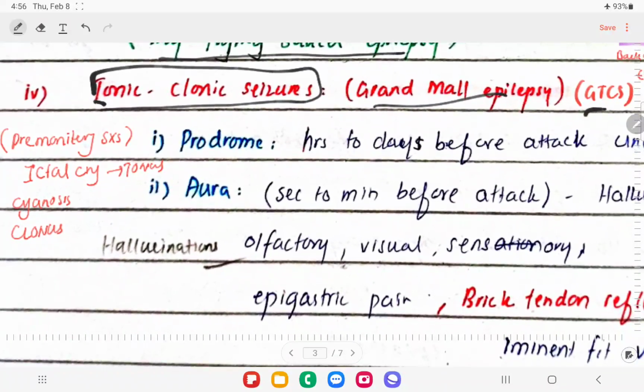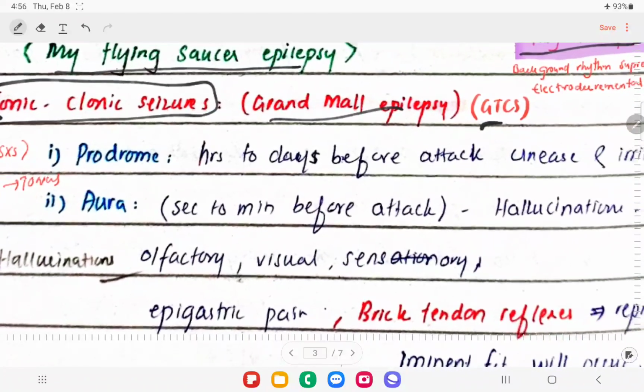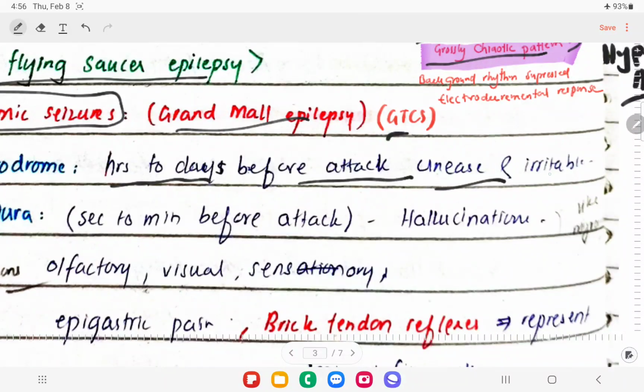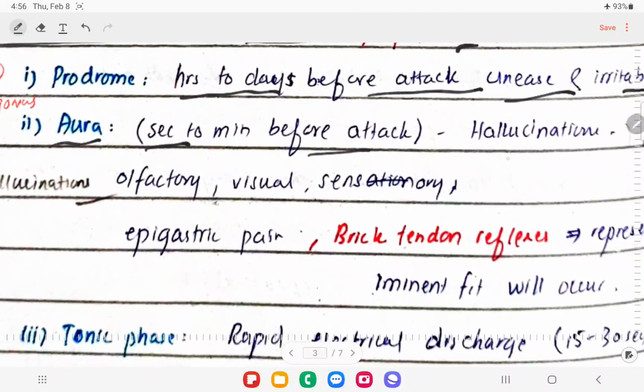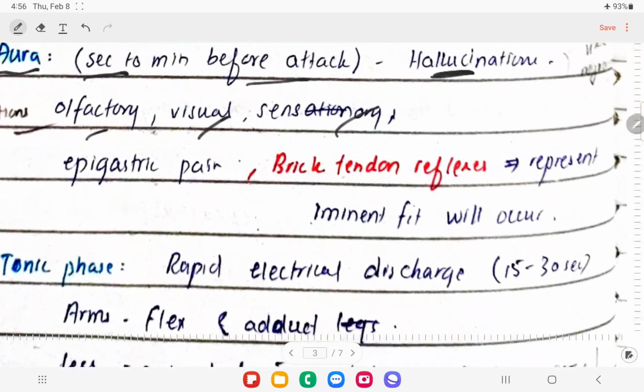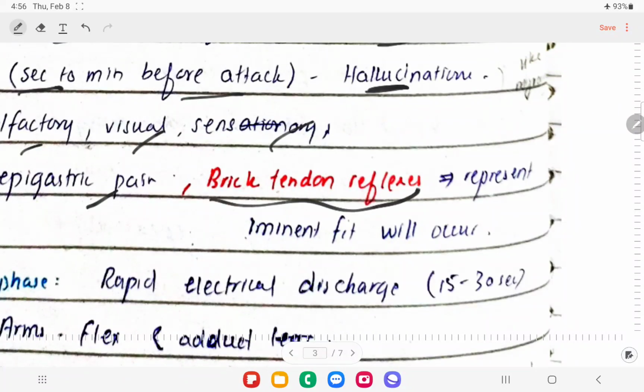There will be premonitory symptoms in these patients. There will be a prodrome, hours to days before the attack. There will be unease and irritability in these patients, and there will be aura, right? Seconds to minutes before the attacks, right? And aura will be like the patient having hallucinations; it can be olfactory, visual, and sensory hallucinations. The patient might feel pain, and if we check the reflexes, the brisk tendon reflexes will be exaggerated, right? So this represents that an imminent fit will occur, right?